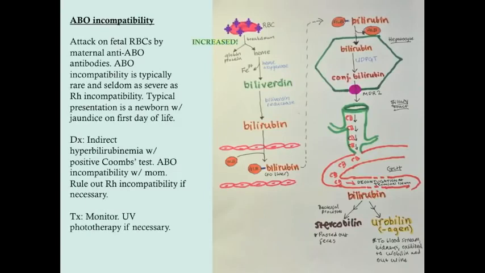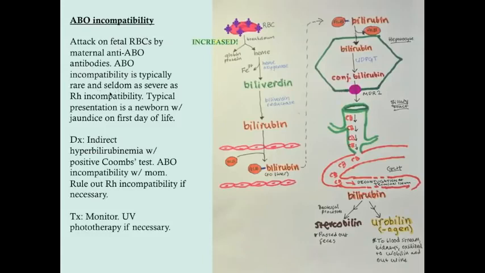ABO incompatibility is pretty similar, but it's not as severe. It's more common than Rh incompatibility, but it's less common to be a problem. So this would be exactly how it sounds. Mom has a different blood type than baby, and she's got antibodies that attack baby's blood cells. So let's say mom has type O blood, baby has type A blood. Mom has anti-A antibodies, which will cross the placenta and attack baby's red blood cells.